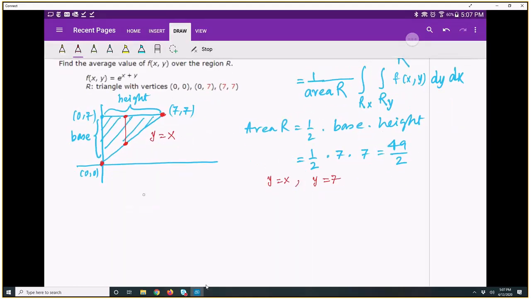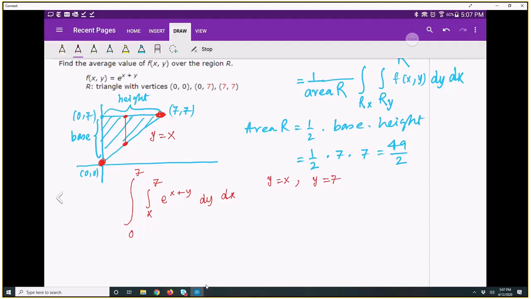It is going to be integration, limits of y are x to 7. The function I'm integrating is e to the power x plus y with respect to y first. Then I talk about the limit of x. Since this point can vary from the point (0, 0) to the point (7, 7), the span of x of this variation is going to be 0 to 7. So these are the limits for x.